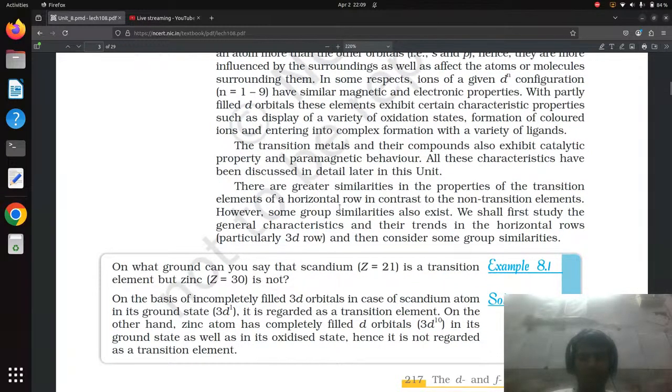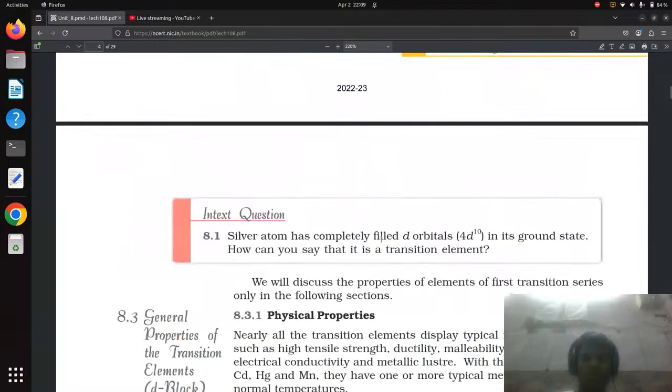There are greater similarities in the properties of transition elements of a horizontal row. In contrast to the non-transition elements, however, some group similarity also exists. We shall first study the general characteristics and their trends in horizontal rows, particularly the 3d row, and then consider some group similarities.